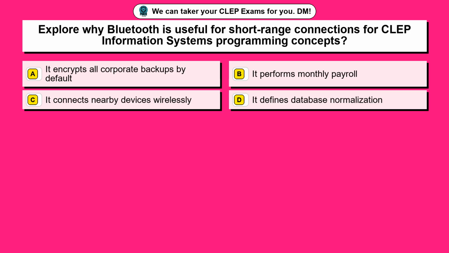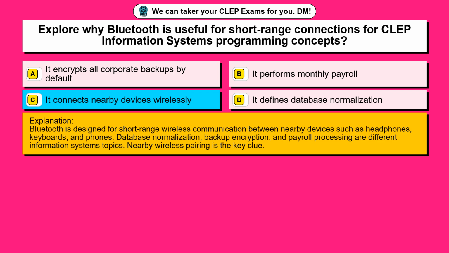Question 61. Explore why Bluetooth is useful for short-range connections for CLEP Information Systems programming concepts. Option A. It encrypts all corporate backups by default. Option B. It performs monthly payroll. Option C. It connects nearby devices wirelessly. Option D. It defines database normalization. The correct answer is option C. It connects nearby devices wirelessly.